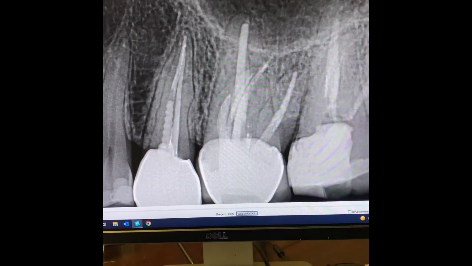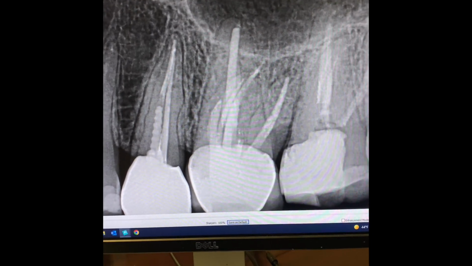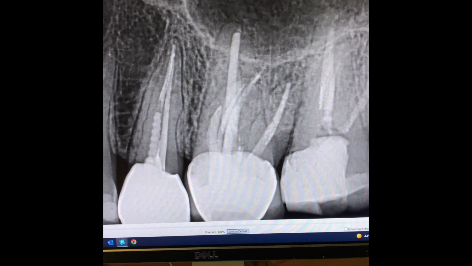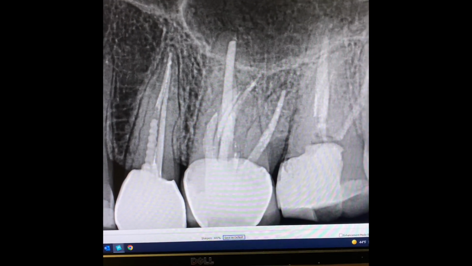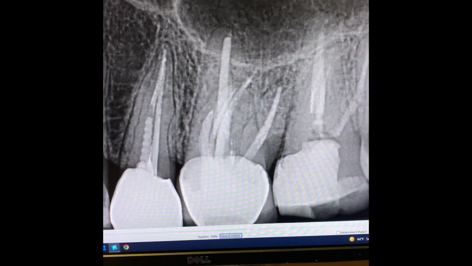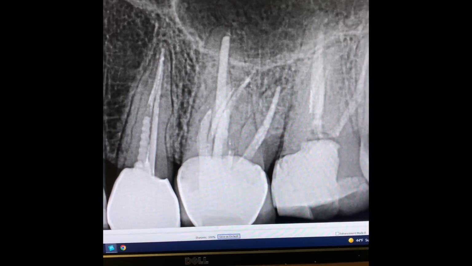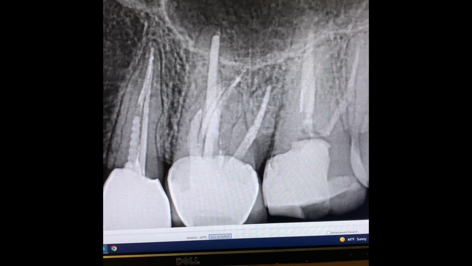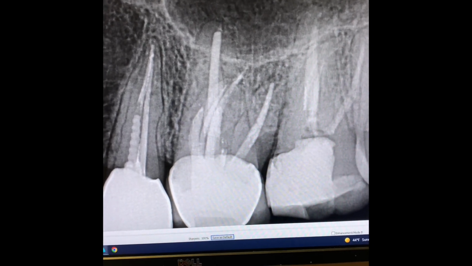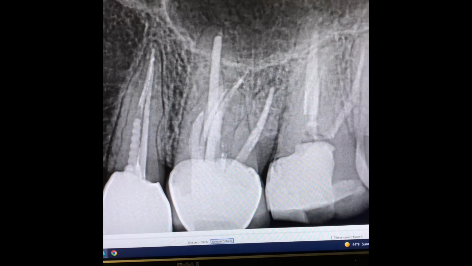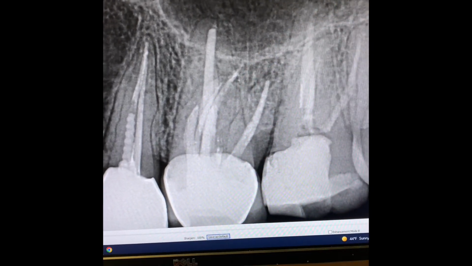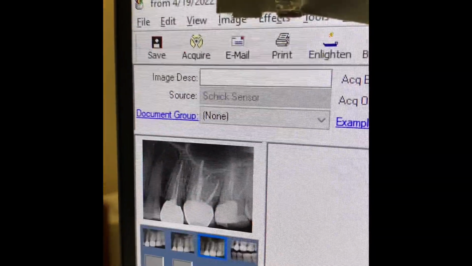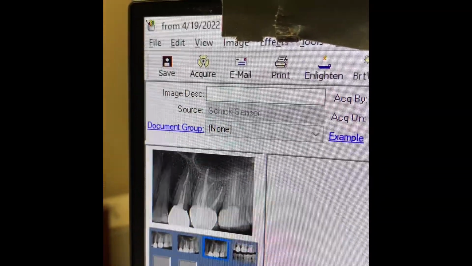And here it is, 6 months post-op. The patient has 0 symptoms. She's so happy. I saw her and she was extremely happy. She said all her pain, all her symptoms had gone away. She had no issues with the tooth and she was extremely happy. So this is the 6 months post-op of the tooth. You can see the tooth is disease-free and, as I said, symptom-free. And here is the date.